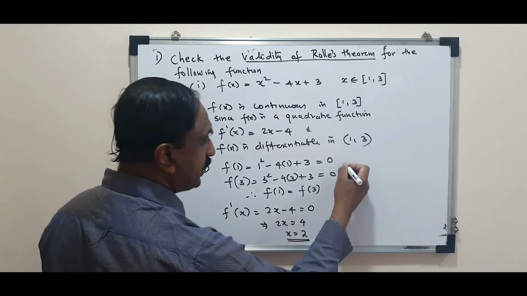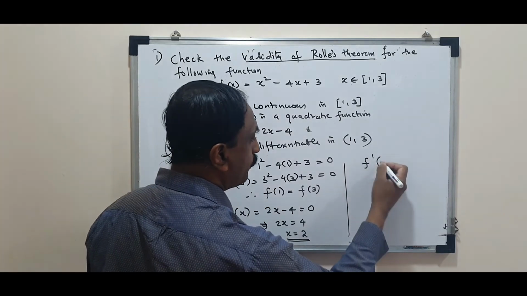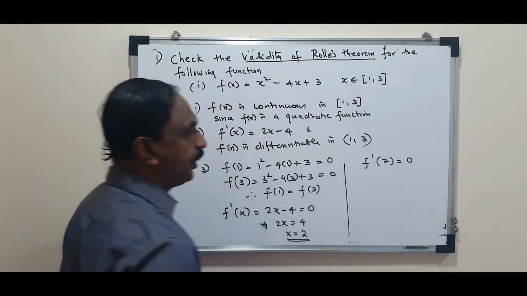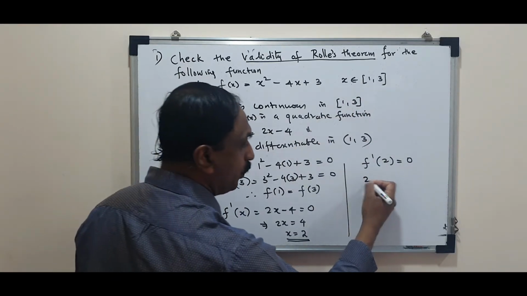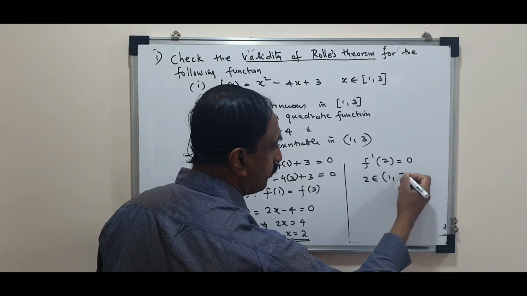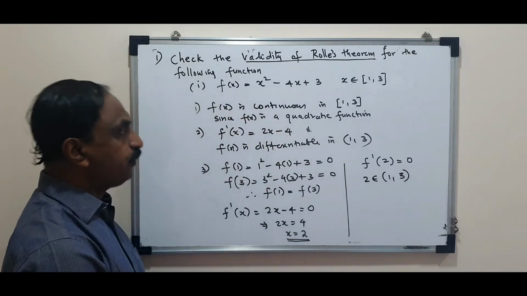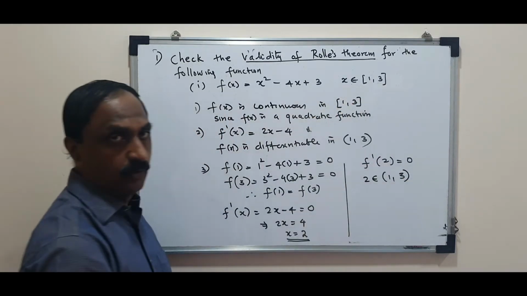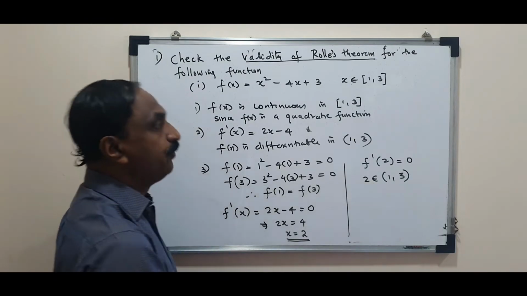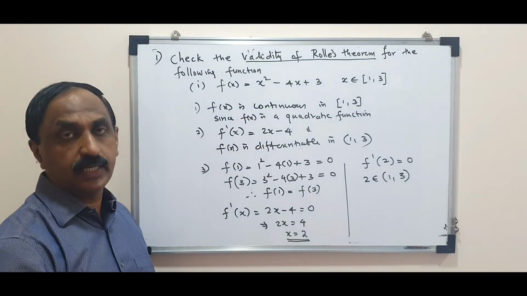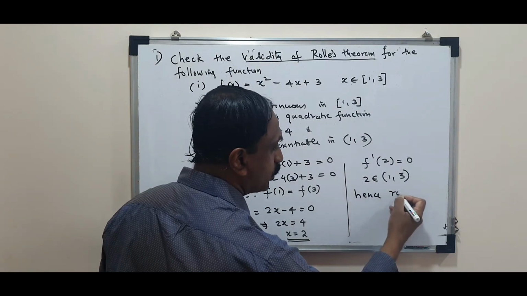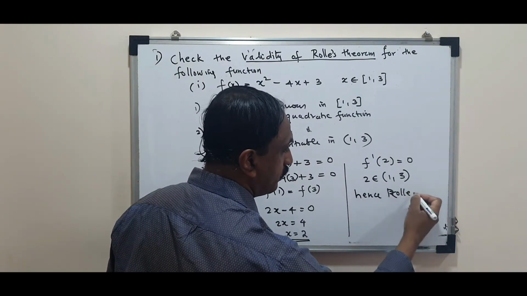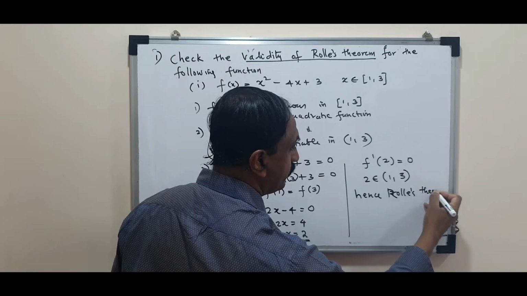Now, I have seen that f dash of 2 is 0. Now, check whether this 2 lies between 1 and 3. 2 belongs to 1 comma 3. So we have found a point between 1 and 3, that is 2, where the derivative becomes 0. And that's exactly what Rolle's theorem says. Hence, Rolle's theorem is satisfied.